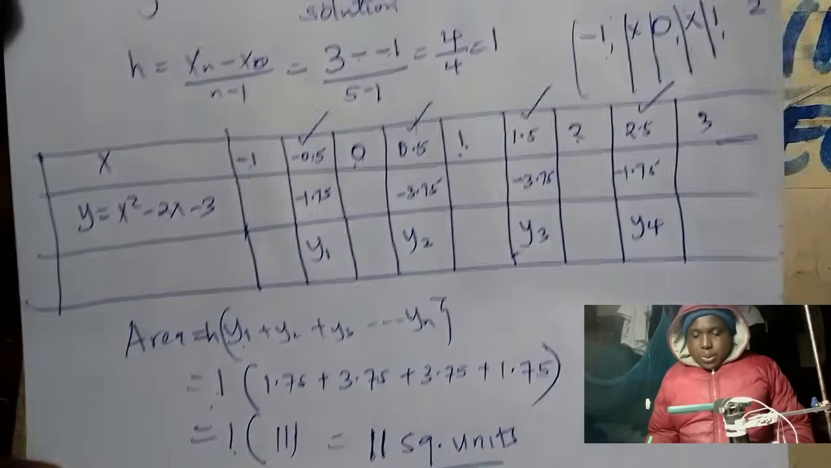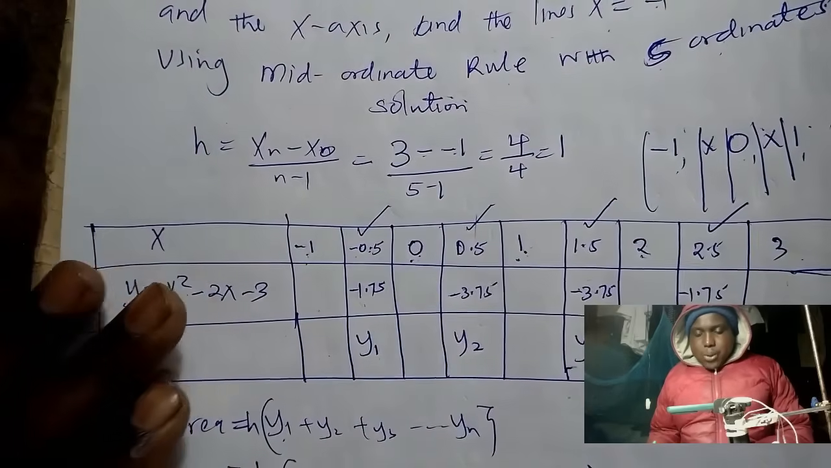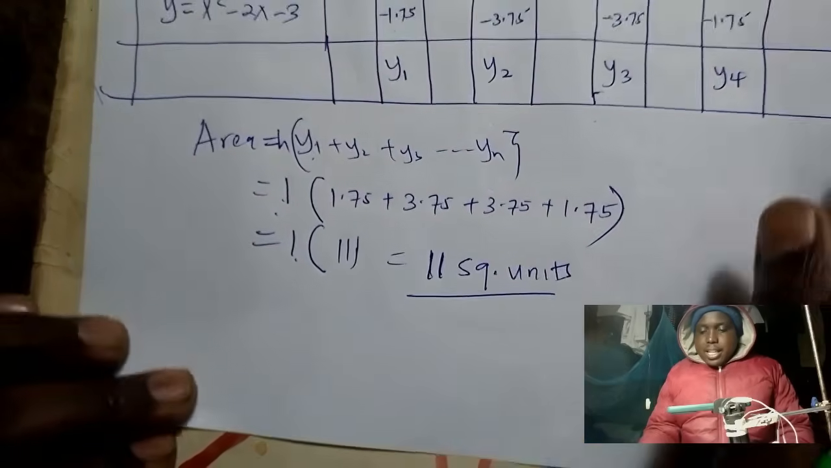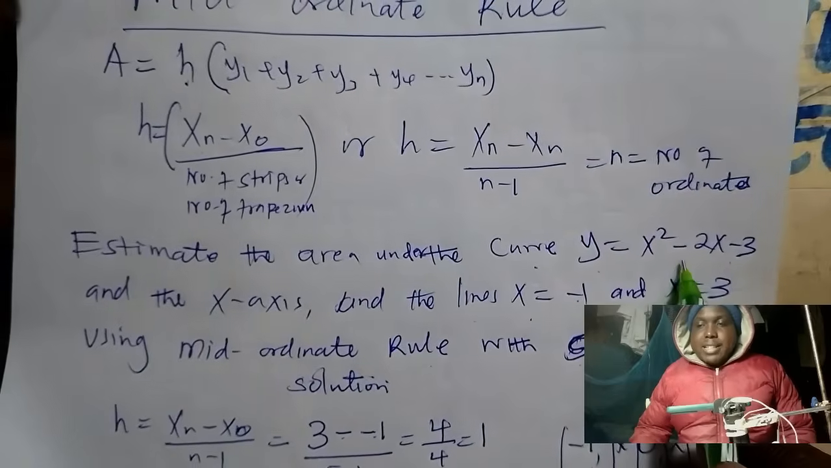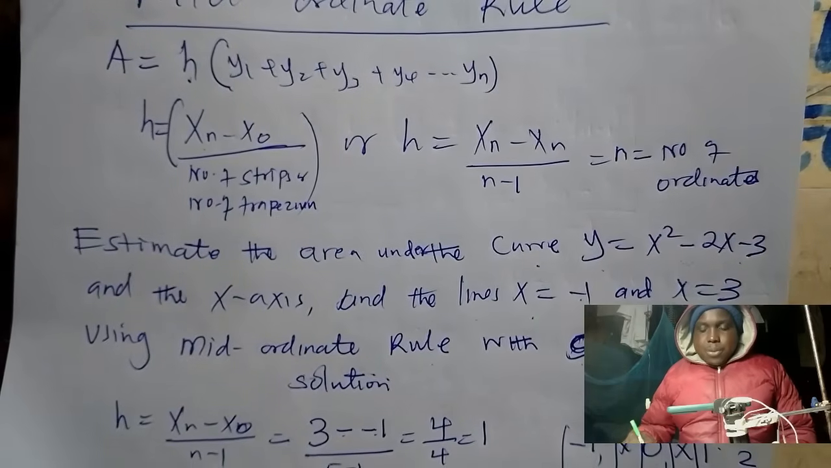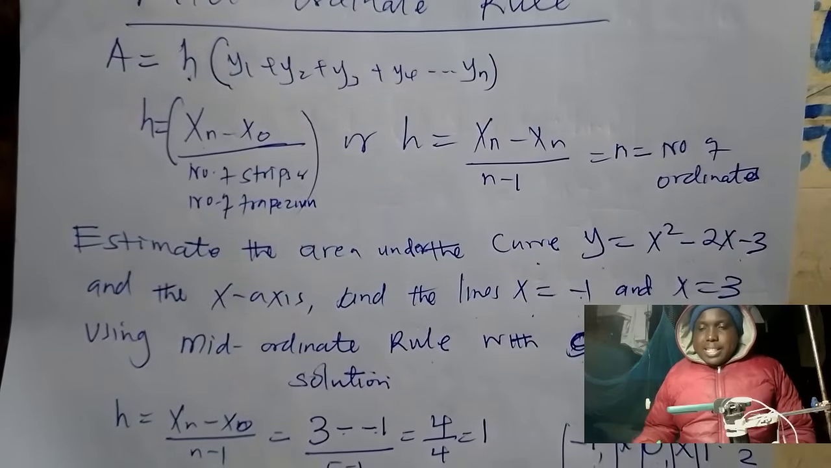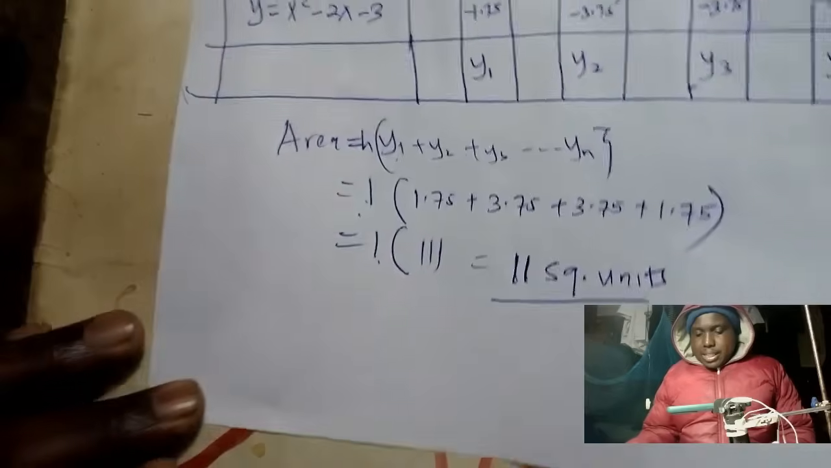11 square units. So once you have calculated this one, now you can get the percentage error. You can be asked to calculate the actual area of this curve. The actual area is obtained by integration. So you integrate and get the area from negative this to this. So to get the percentage error, if you know how to do the percentage error.